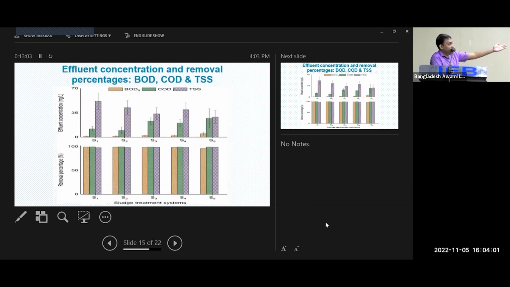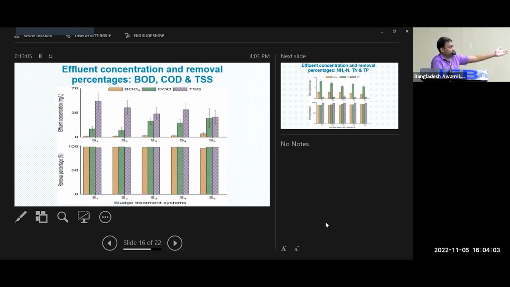And look at the effluent BOD concentration. The BOD concentration was almost 20 milligram per liter, or some wetlands even achieved below 20 milligram per liter. That means the water is very much safe. It made the BOD discharge guideline. But we have not found any significant difference between the systems.